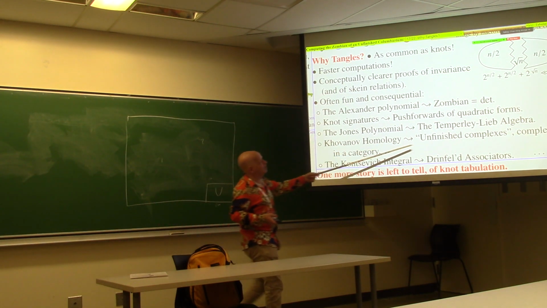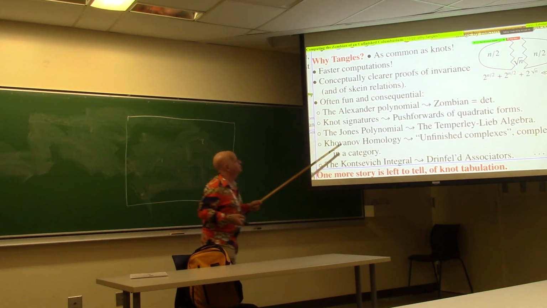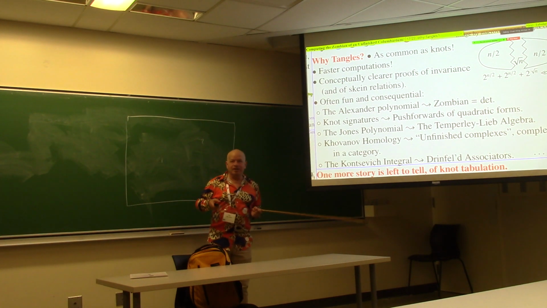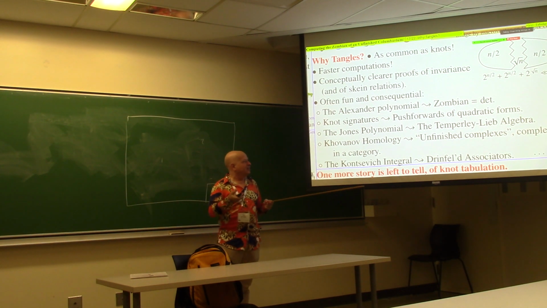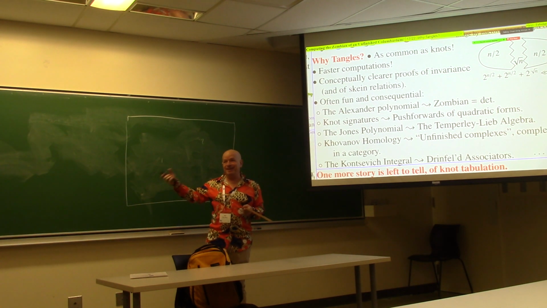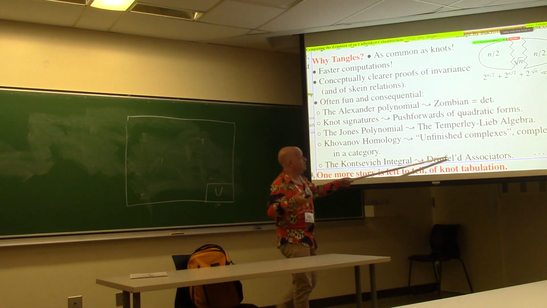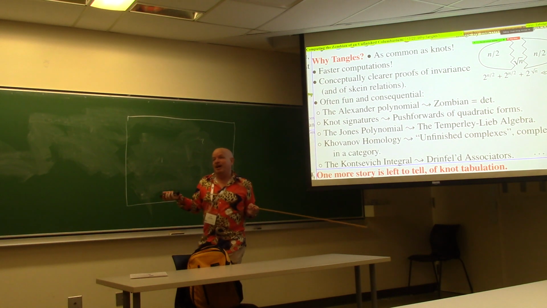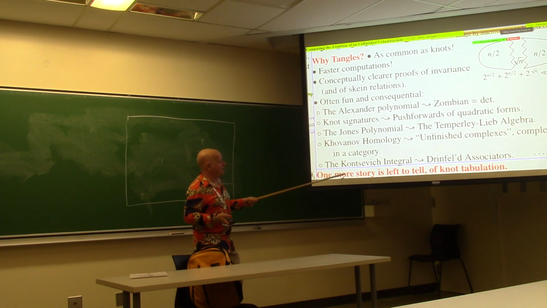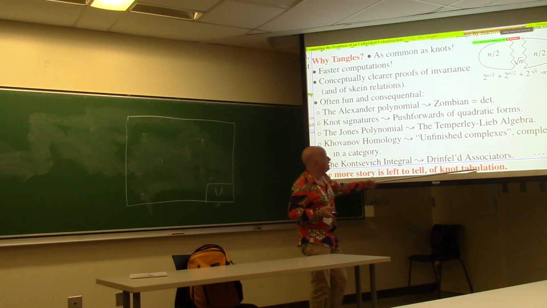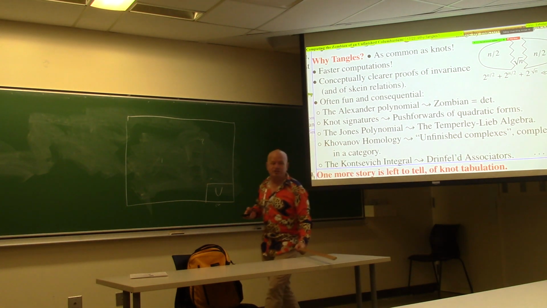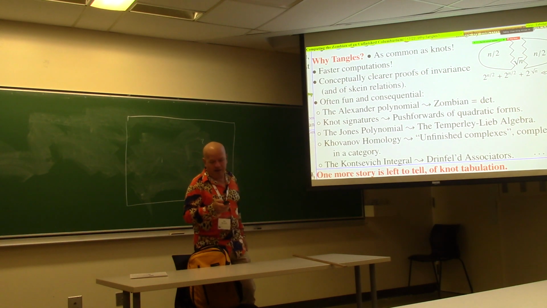The Jones polynomial leads you to think about the Temperley-Lieb algebra. Khovanov homology leads you to think about how you compute the homology of a complex in which the maps are not yet specified. You end up thinking about complexes in a category, modulo homotopy, and so on. And I told you that's about half of what I do. And if you want to think about the Kontsevich integral, whatever that might be, you end up learning about Drinfeld associators and the like. Do I have another minute?